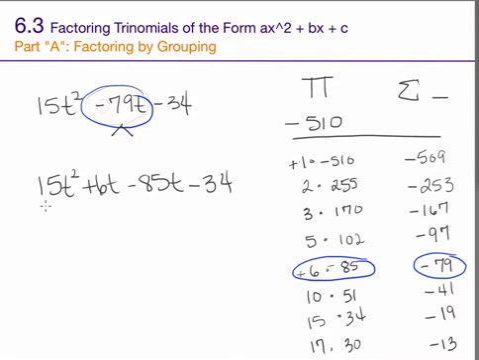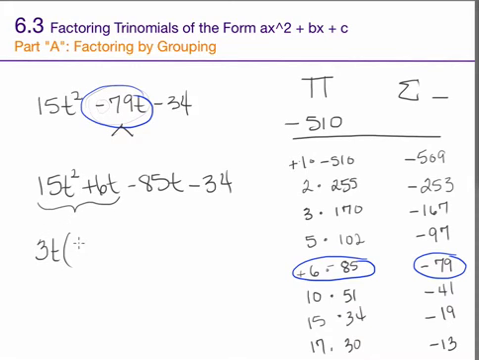All right, let's continue. What do 15t squared and 6t have in common? Well, 15 and 6 each have 3 in them, and t squared and t each have t in them. What's left over when I pull out that 3t?